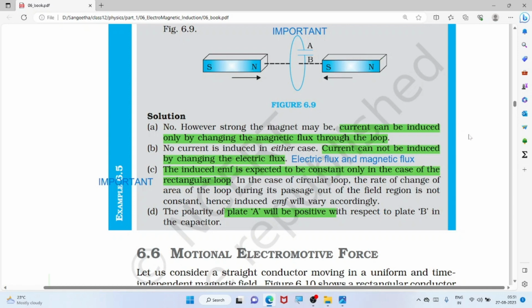Current can be induced only by changing the magnetic flux. See, only when the magnetic flux changes can current be induced, not electric flux.